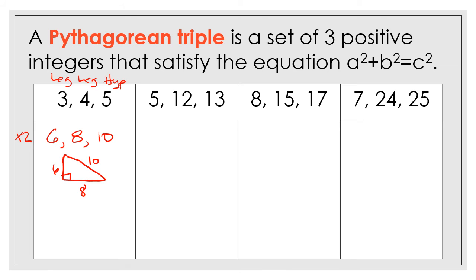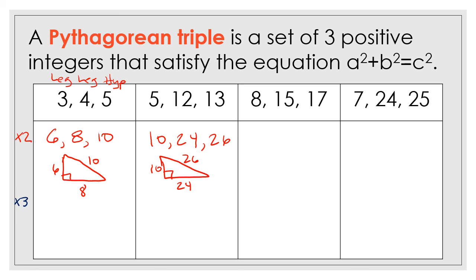We could do that with all these triples, so double 5 and you get 10, double 12 and you get 24, and double 13 and you get 26, which means we could have a triangle with legs 10, 24, and 26, and because that's a multiple of a Pythagorean triple, we can use that. I'm not going to double 8, 15, and 17, and 7, 24, and 25. You can double them, you can triple them, but traditionally we don't catch those as often. We'll have an alternate way to figure that out, and I will show you that in a minute.